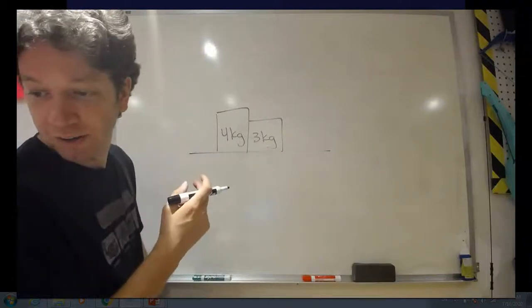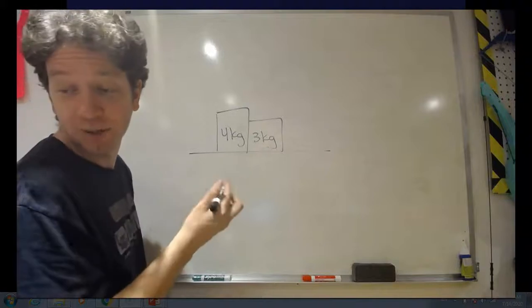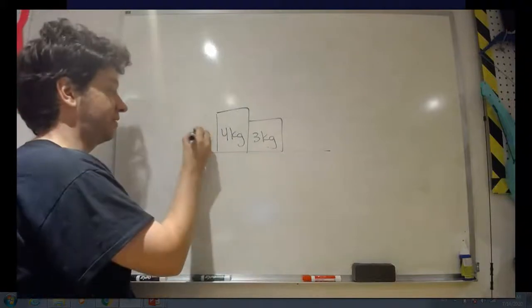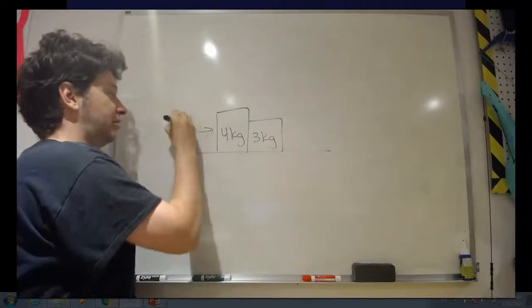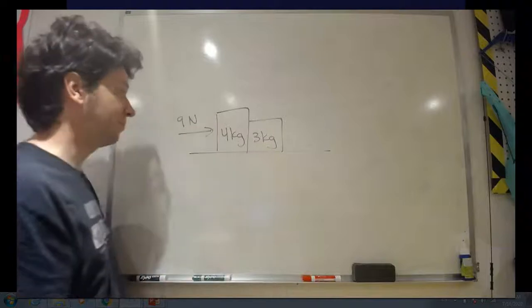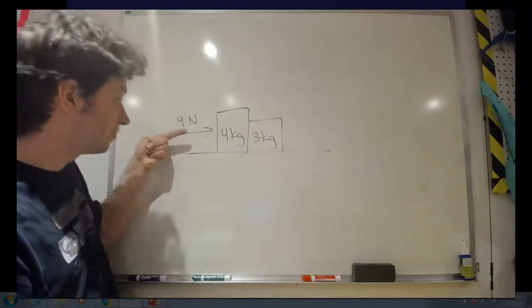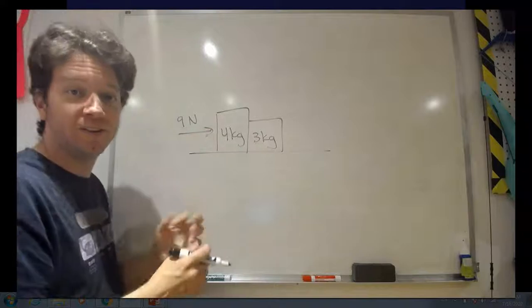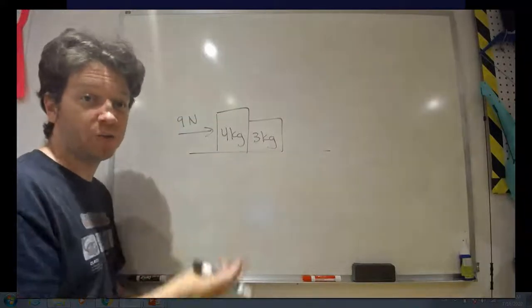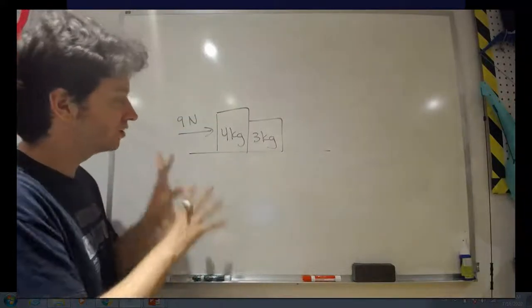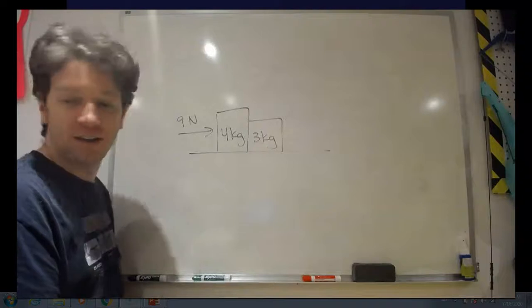We also are being pushed at 9 newtons applied. So you have 9 newtons pushing on the 4 kilogram block. Now, that's definitely not a free body diagram because you wouldn't write a force going into an object, right? Your vector should always be pointing outwards from your free body diagram. So this is a good system diagram.